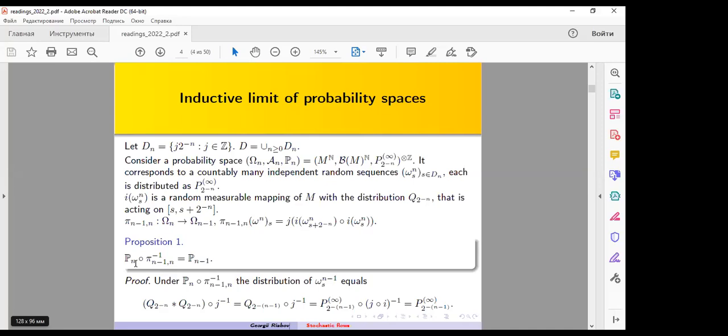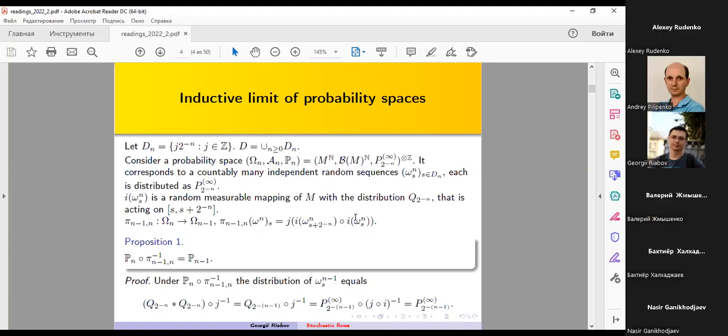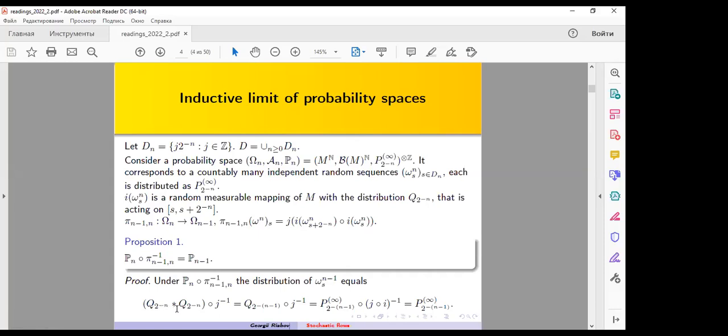And it's quite easy to show because I of omega ns is distributed as q 2 minus n. They are independent. So here we in fact have a convolution of q 2 minus n with its image under mapping J. But then it is the q at 2 to the minus n minus 1 image under mapping J. And since J composition I is identity, we get what we need.